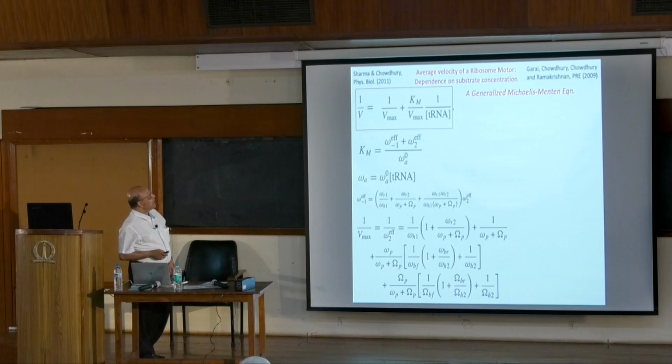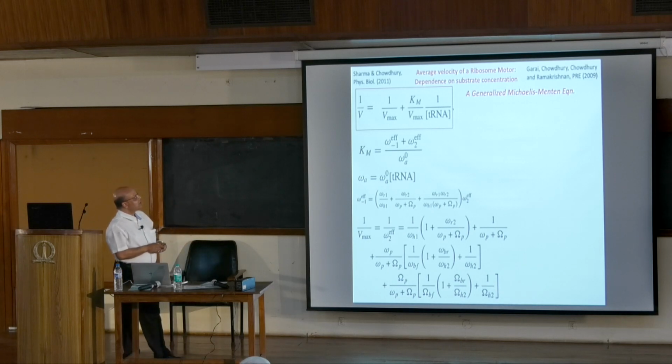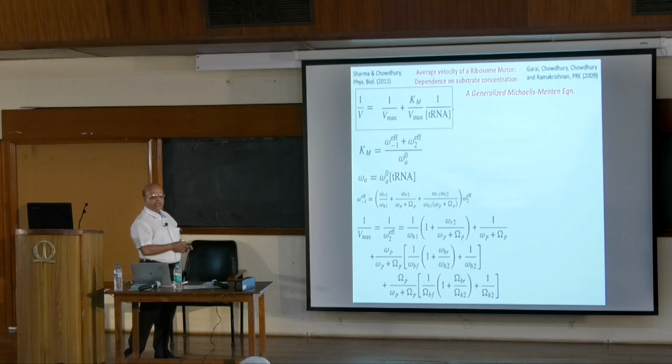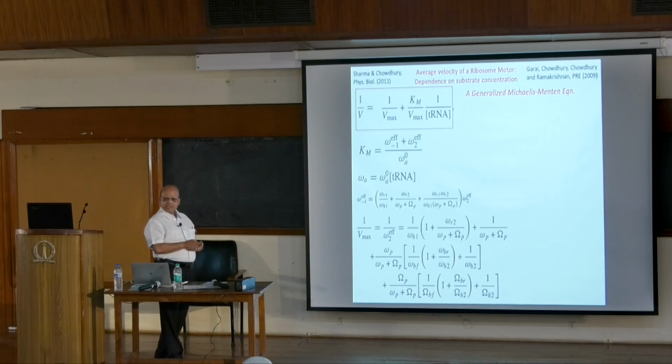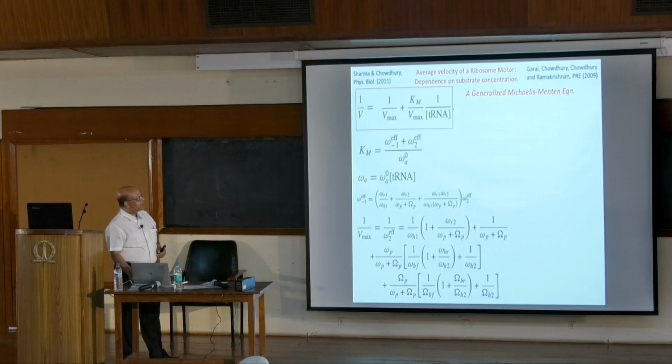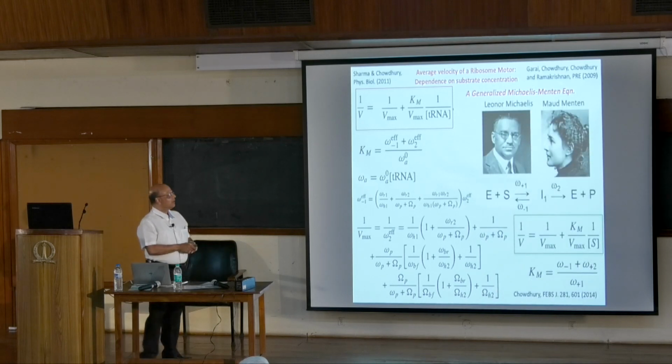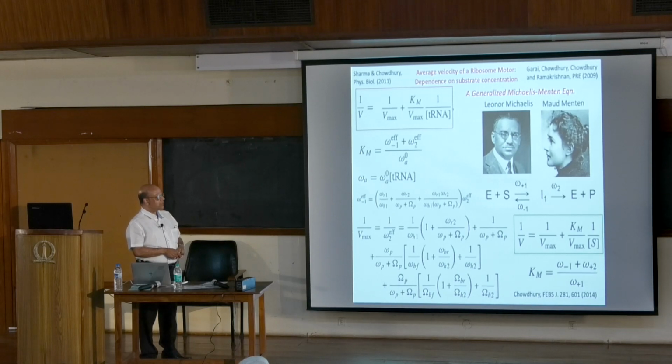And now I am asking the question, how does the average velocity of this ribosome motor depend on the substrate concentration? In this case, the substrate has a name, it is called tRNA. We did this calculation, and we found that it is given by this particular equation, which chemists present here would identify as the Michaelis-Menten equation. Michaelis and Menten, a little more than 100 years ago, had considered this enzymatic reaction: enzyme plus substrate gives you a complex, which can reversibly break, or irreversibly give you the enzyme plus the product.